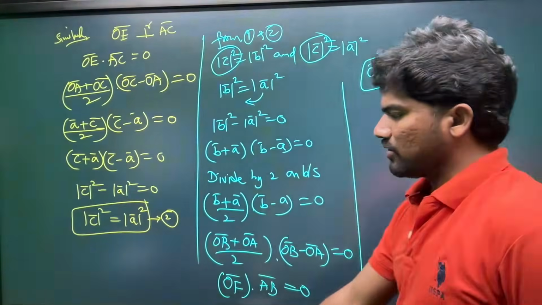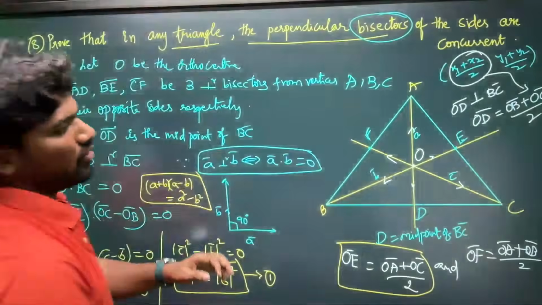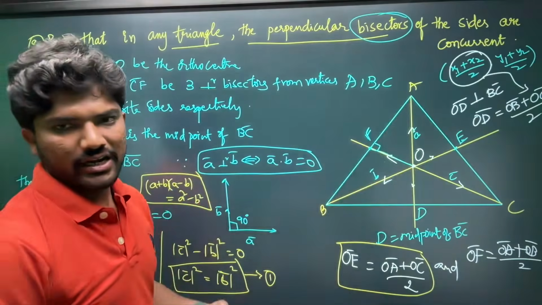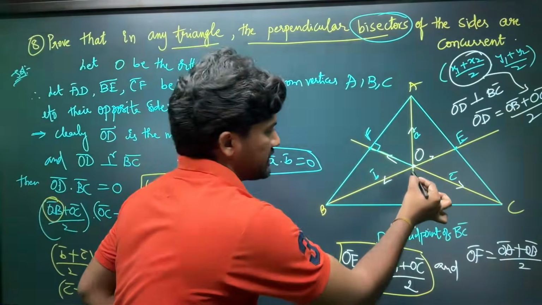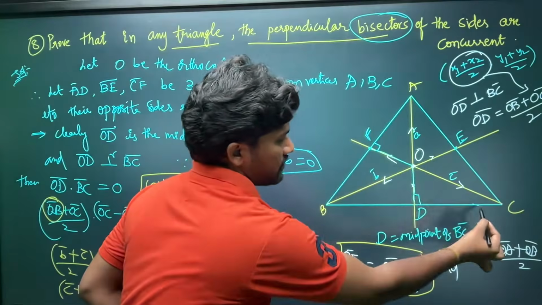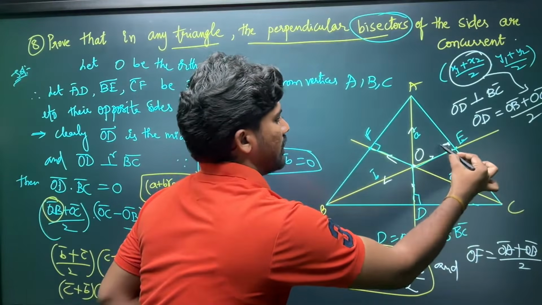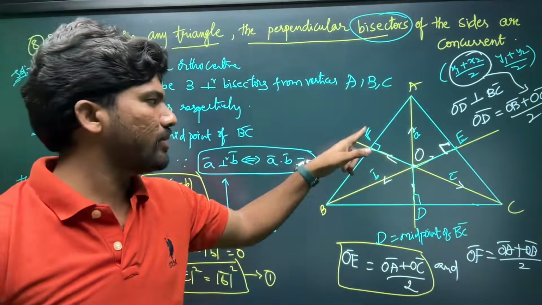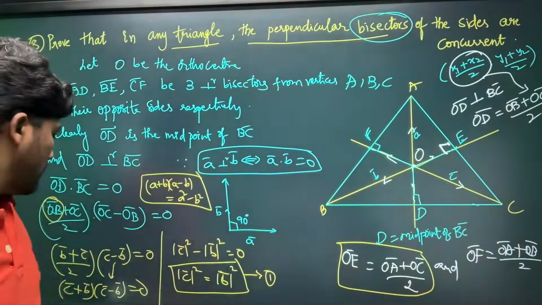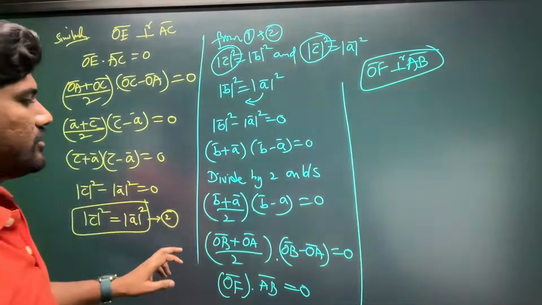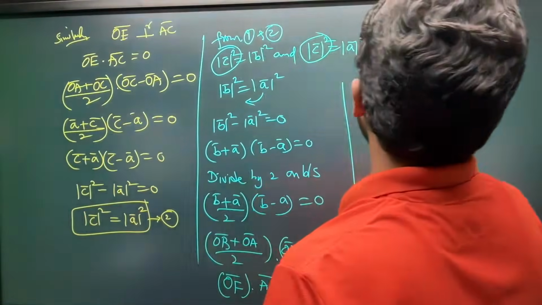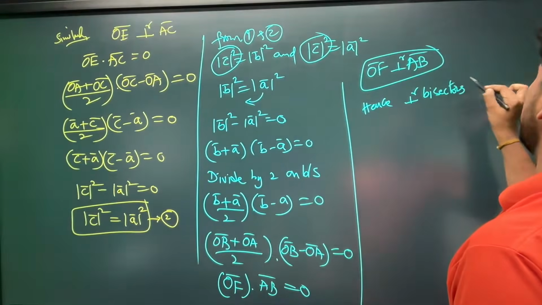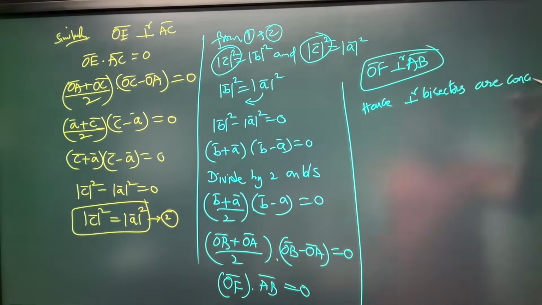So therefore, see here, OF bar is perpendicular to AB bar. Clear? So initially we have taken OD bar is perpendicular to BC bar, and second time OE bar is perpendicular to AC bar. By using these two conditions, we proved that OF bar is perpendicular to AB bar. Clear? Okay. So then clearly we can say that hence from this condition, the perpendicular bisectors are concurrent. What is the meaning of concurrent?